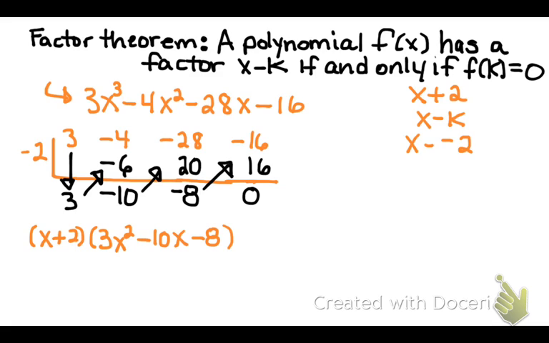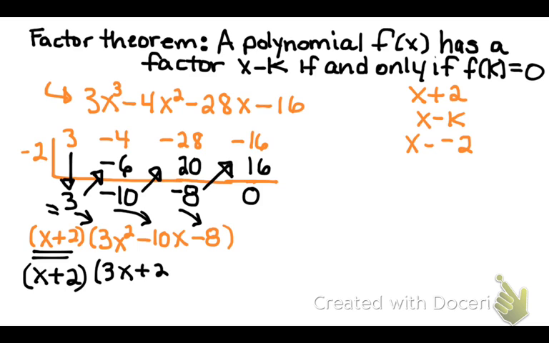Using synthetic division, we brought down the 3. -2 and 3 was -6. We added -10, -2, -10 is 20, added -8, -2, -8 is 16, added, we got 0. They gave us x plus 2 as one of the factors. Then we took the 3, the 10, and the -8 to create our trinomial, and we can factor one more time. We have x plus 2, 3x plus 2, and x minus 4.